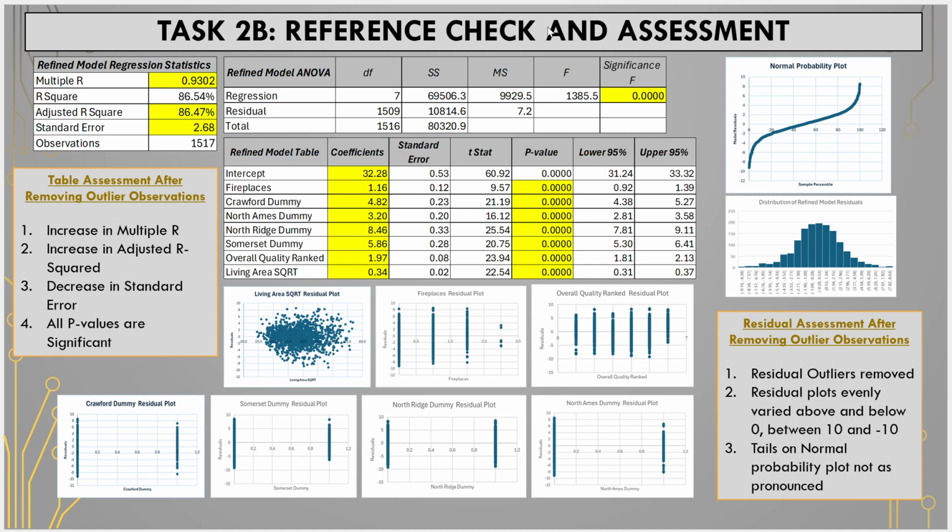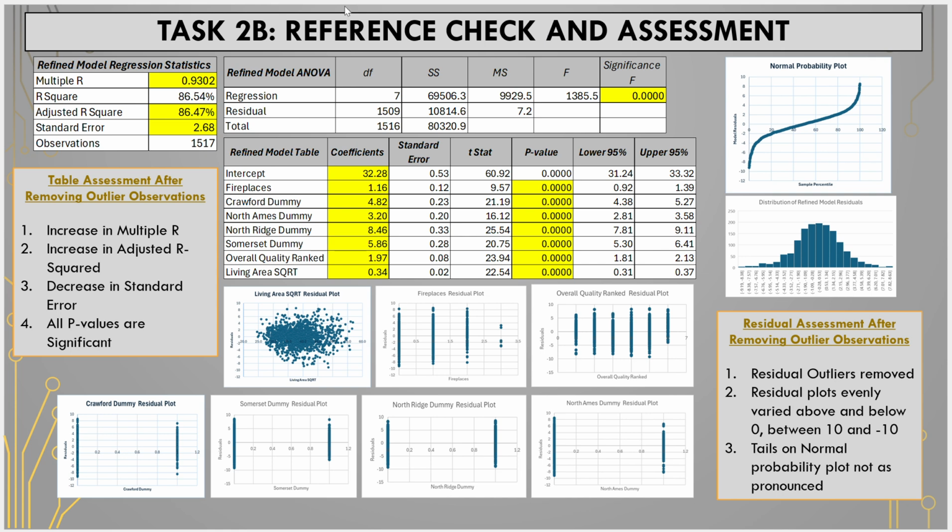In this video, we're going to be assessing the results of our refined model. This is the model where we have just removed those four model outlier observations that were violating our assumptions of normality and equal variance. And also what we should see after removing those four problematic observations is an increase in those model performance metrics that we're using to assess how well our model is fitting the data.